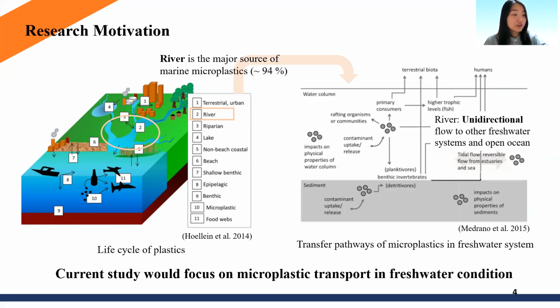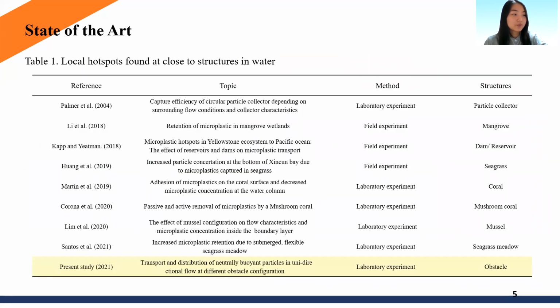Although majorities of current microplastic studies are focused on marine pollution, I want to point out that rivers are also a major source of microplastics, and if we successfully manage them early from upstream rivers, the damage caused by microplastics can be reduced. So in this study, we would focus on microplastic transport in freshwater condition, especially in unidirectional flow.